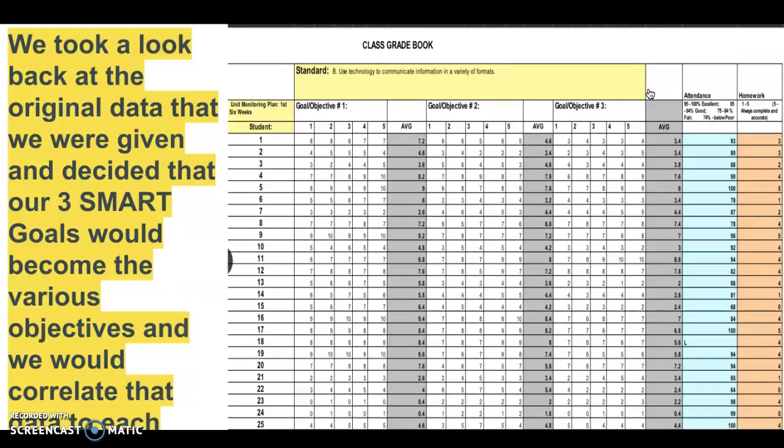We took a look back at the original data that we were given and decided that our 3 SMART goals would become the various objectives, and we would correlate that data to each goal. So Goal 1's data you can see, Goal 2's data you can see, and Goal 3's data you can see. We averaged these scores out to help us even further.